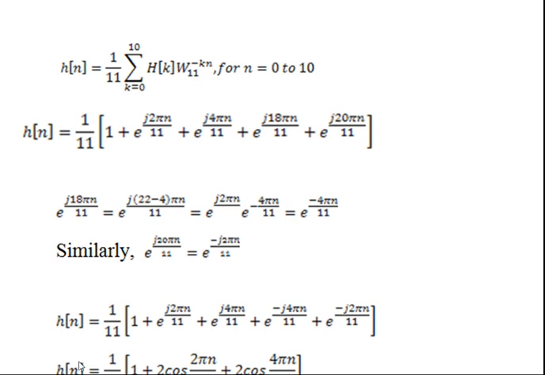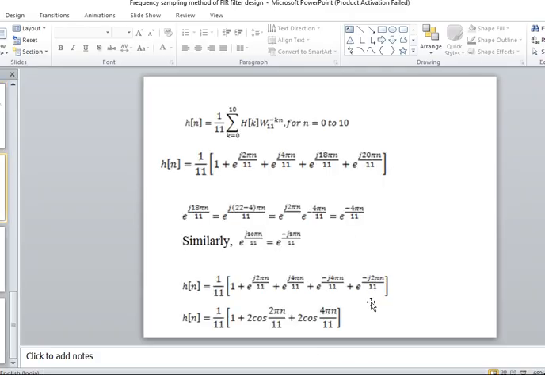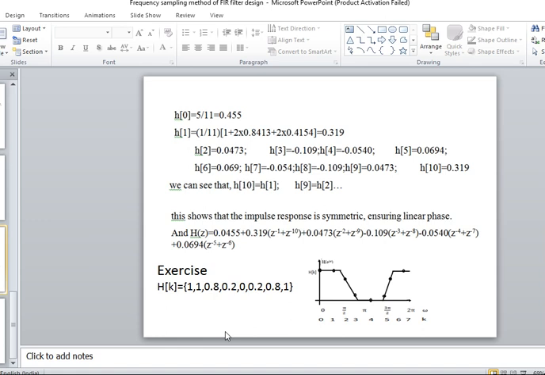So this is the h of n. This is the h of n: 1 by 11, 1 plus 2 cos 2 pi n by 11 plus 2 cos 4 pi n by 11.